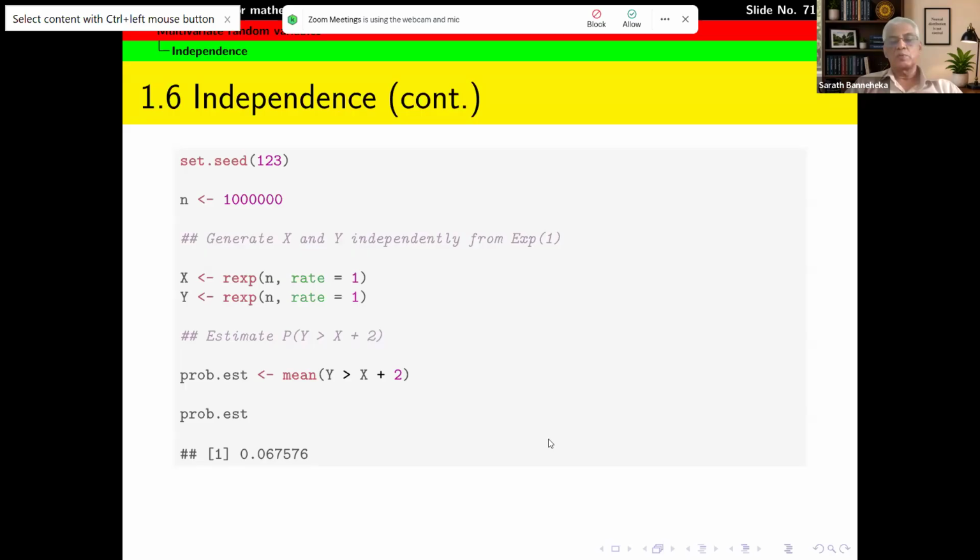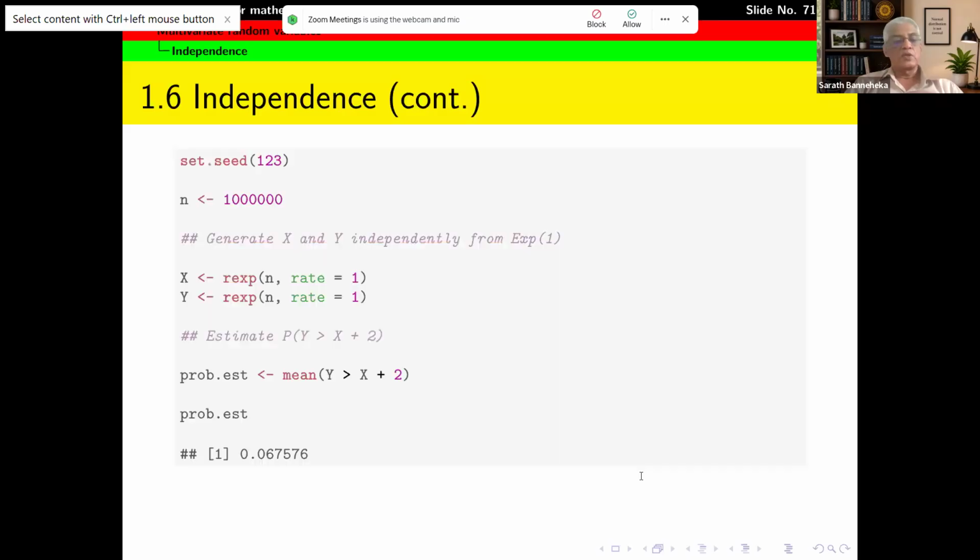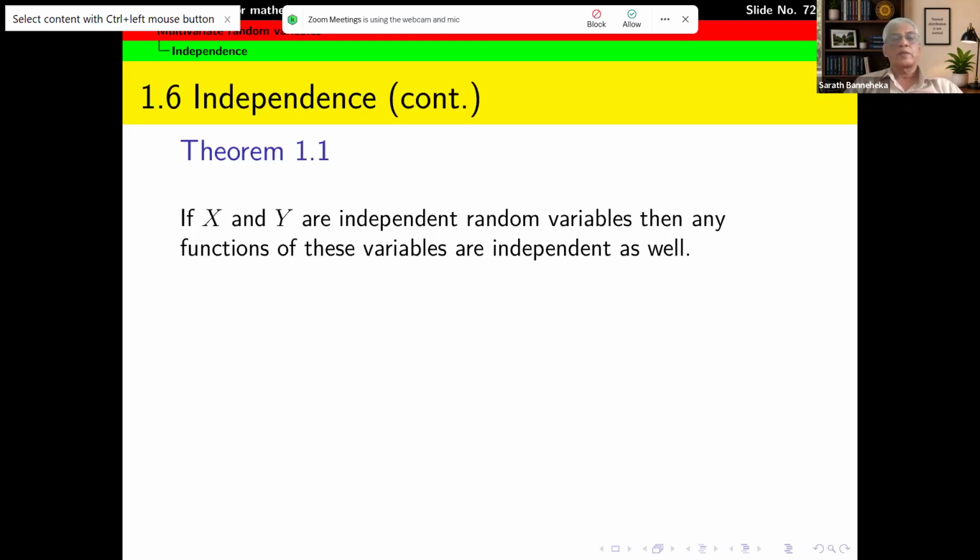The theoretical value was 0.0676, or you can take it as 0.0677. So in this case also it's 0.0676. It's pretty accurate. So that is the answer for that question.